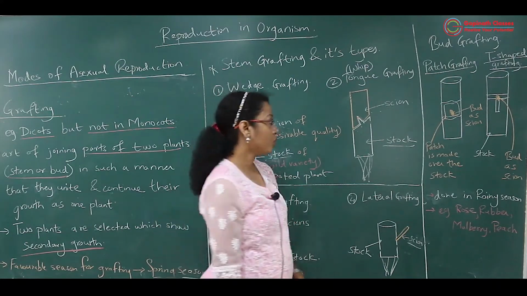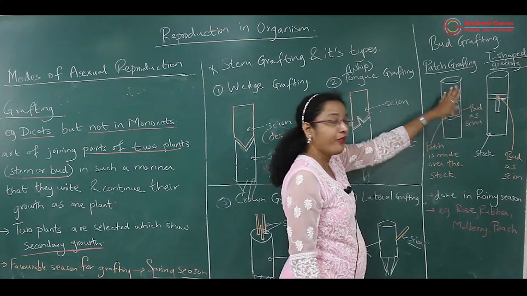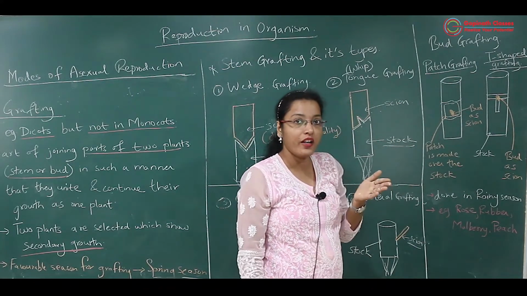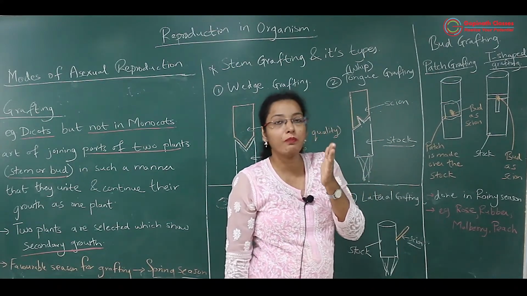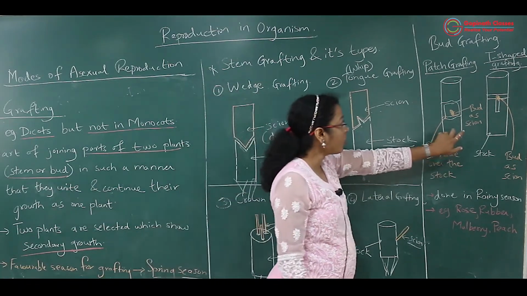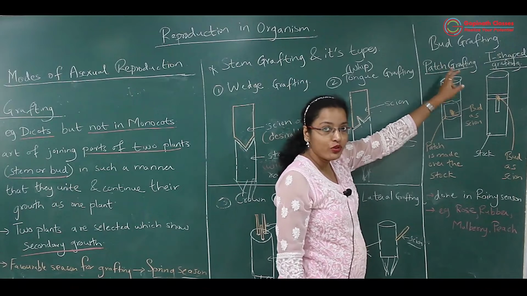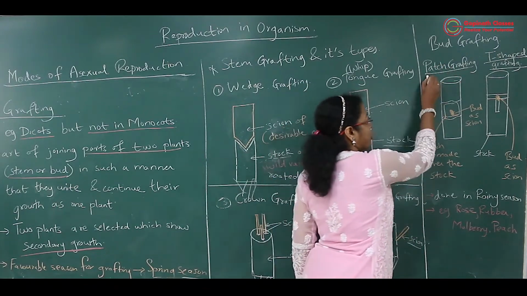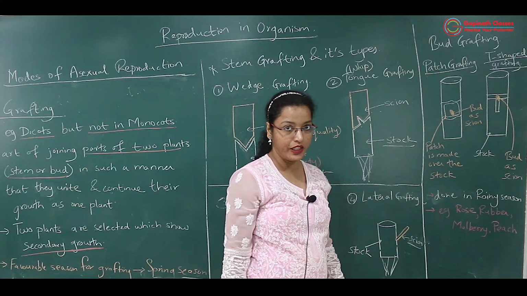So in bud grafting, what is done? Bud is used as a scion. Okay, so there are two types of bud grafting, that is patch grafting and T-shape grafting.